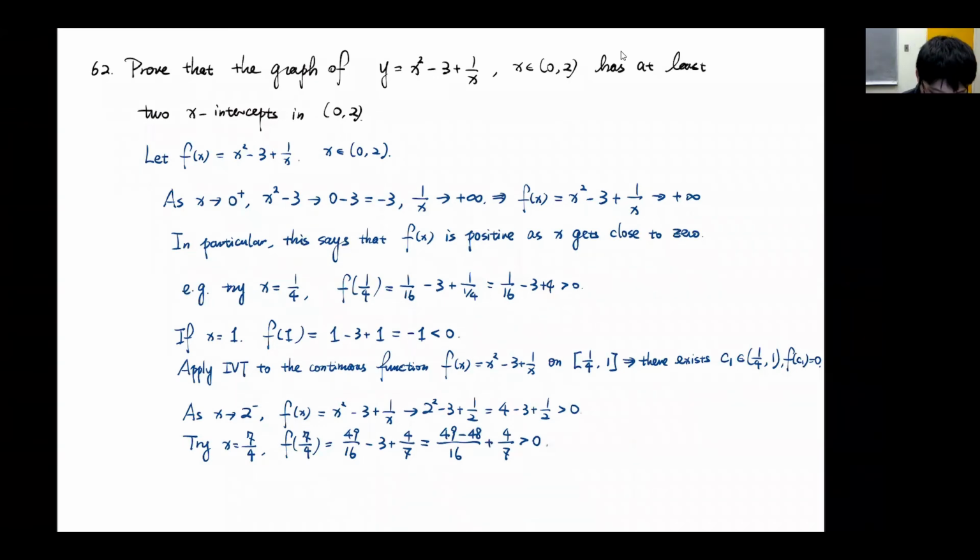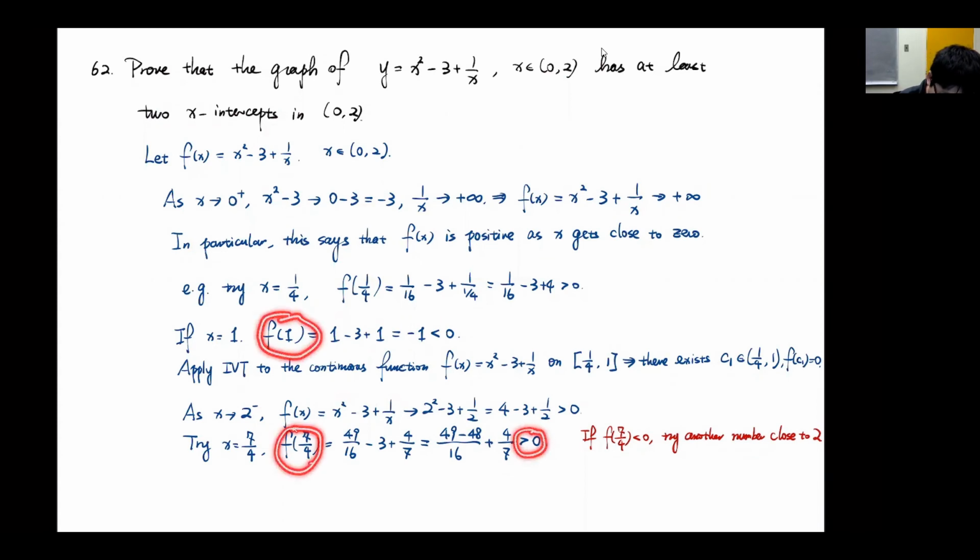Okay, what happens if 7/4 doesn't work? What happens if you computed some negative number? The answer is just to find another number that's closer to 2. So if f of 7/4 is negative, then try another number close to 2. So we managed to find a number where the function value is positive.